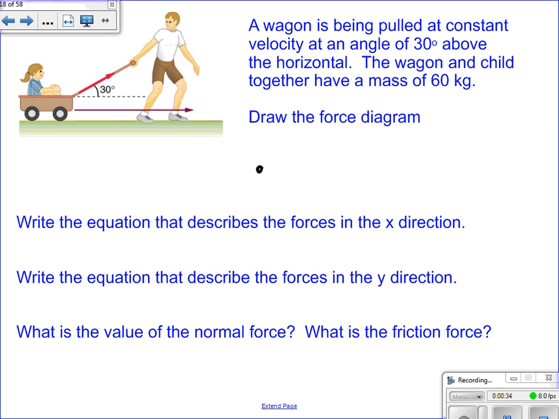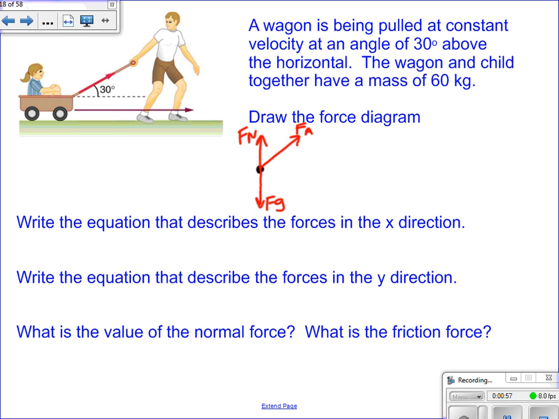I'm going to draw my wagon and child with a dot. First things first, my force gravity needs to go down. Now, what is touching the wagon and the child? First of all, it's on a straight, flat, horizontal ground, so force normal would point straight up. Secondly, the object is being pulled at an angle of 30 degrees above the horizontal, so I'm going to label that a force applied.